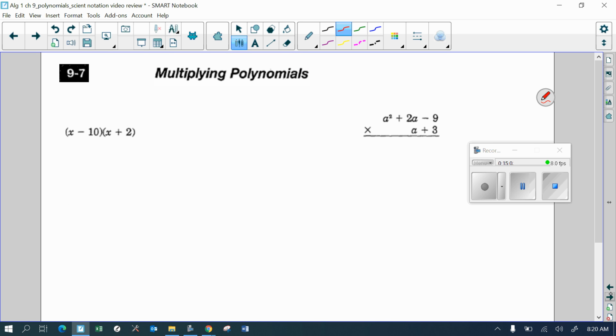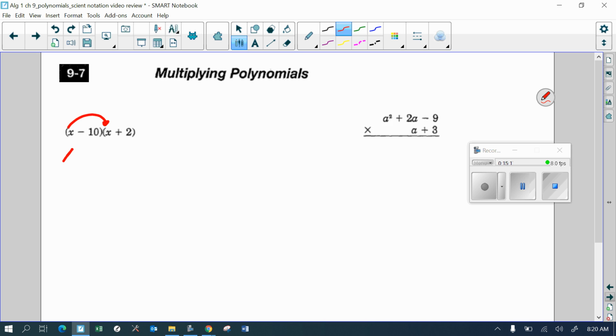Okay, next, multi-polynomials. You should see I have it done two ways. One, when it's written horizontally, and you can do it vertically every time if you want, like we have on the right over here. But this is double distributive property.